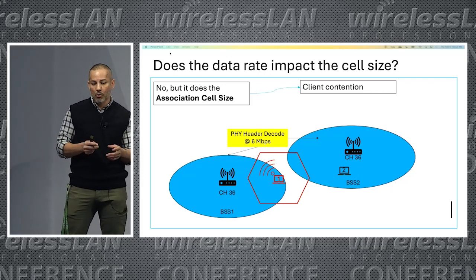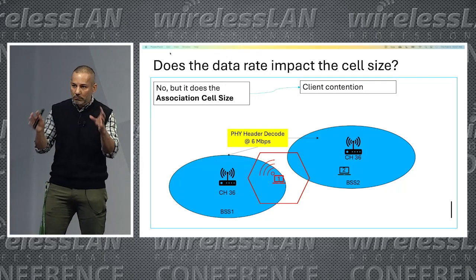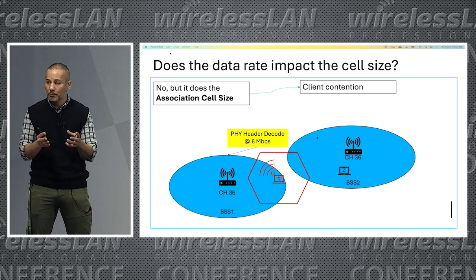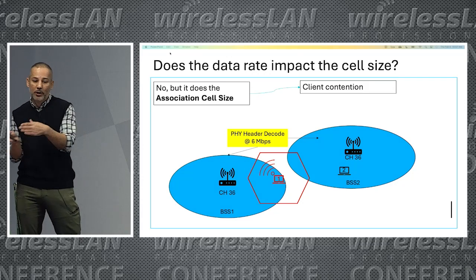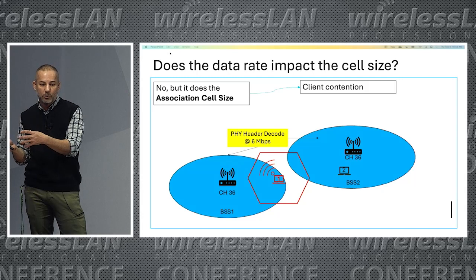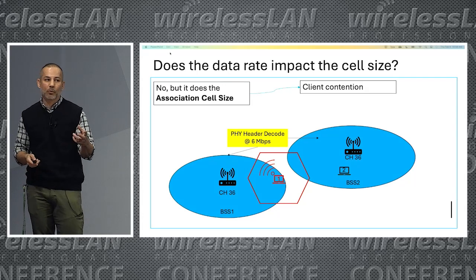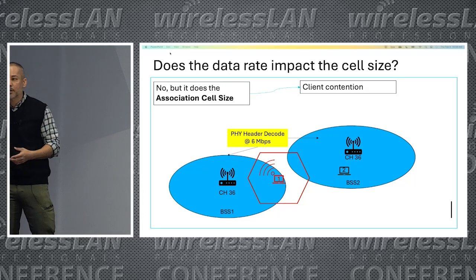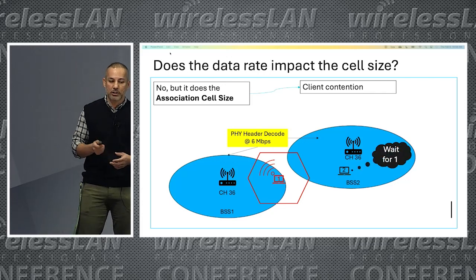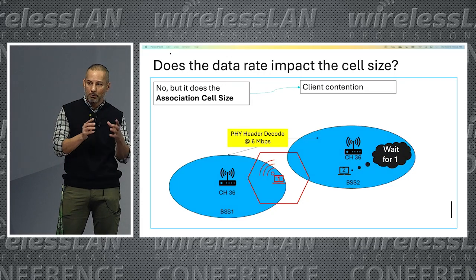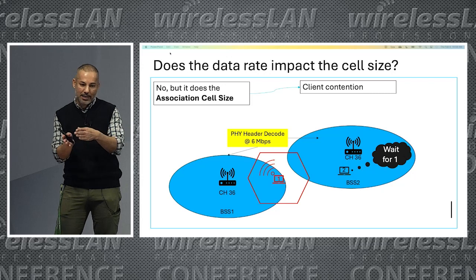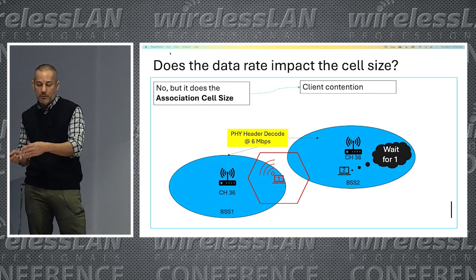Now, that client will create its own little signal that will be on channel 36. Also, it will flow into BSS2 because it is so close to it. What's going to happen when client 1 is actually transmitting? Client 2 cannot transmit at that time because it will have to wait for client 1, again, because client 1's signal is flowing into BSS2.